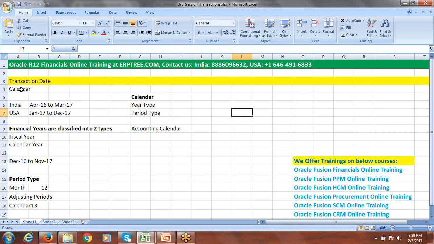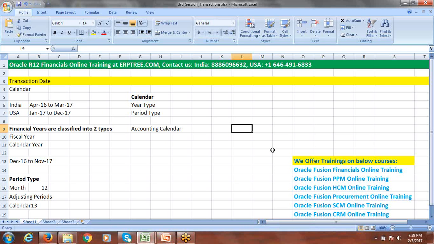Whatever calendar we create in the system, we call it the accounting calendar. The reason is that by using that calendar we capture the date, and by using the date we account the transaction. We create the accounting entries for the transaction and record those transactions. That is the reason we call it an accounting calendar.